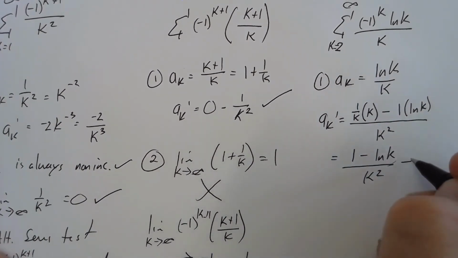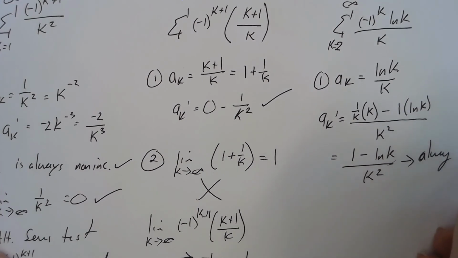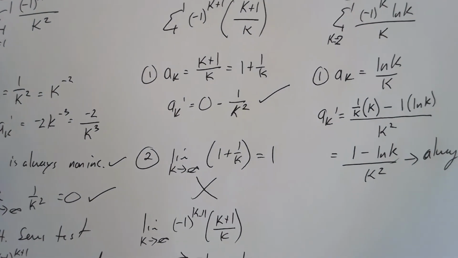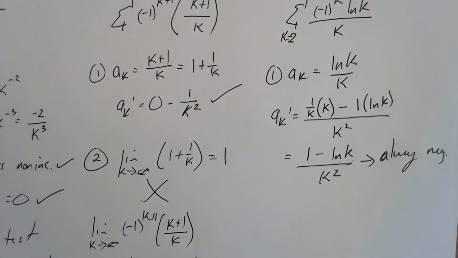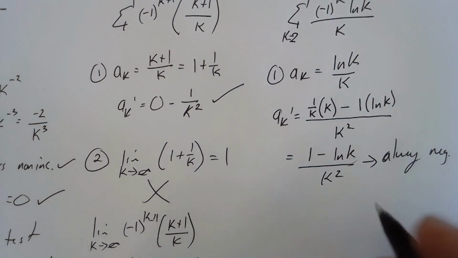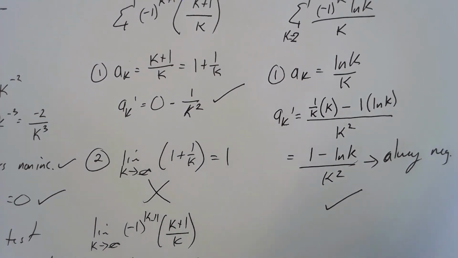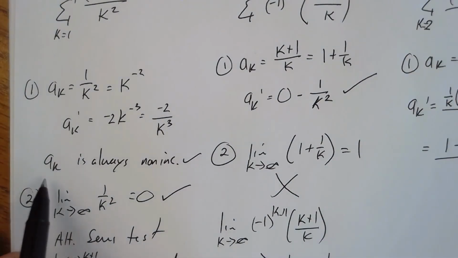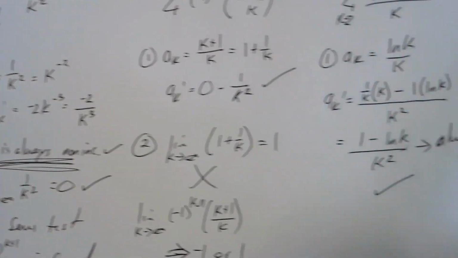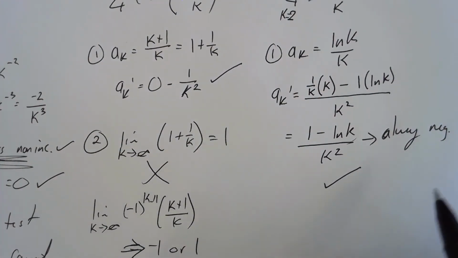So this thing is always negative. Again, it's always going to be negative simply because we're starting at k equals 2. So that satisfies the first detail. We do know that this thing is always, again, non-increasing. And we really should be making this statement every single time. I've just gotten lazy about writing it, but I should be making that statement after that second detail.